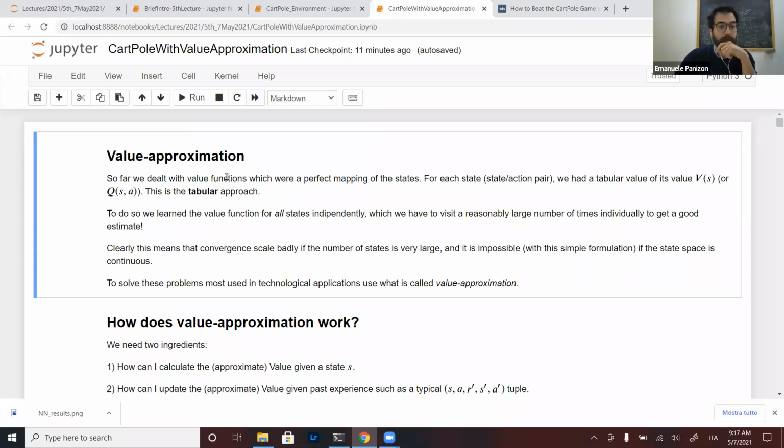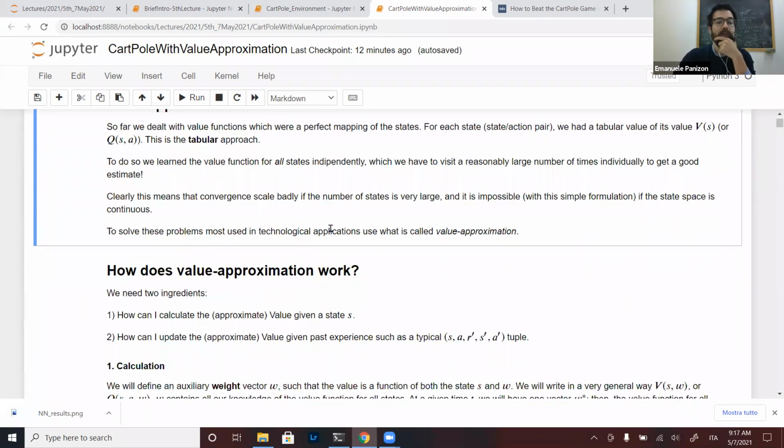Clearly, this is crazy in the sense that if the environment is continuous, we would not even know what to do. And if the number of states is very high, this means that you have to keep in memory a very large amount of information. And of course, since you have to visit each state many times to have a proper evaluation, you would have to have many trajectories. So we need to go over that.